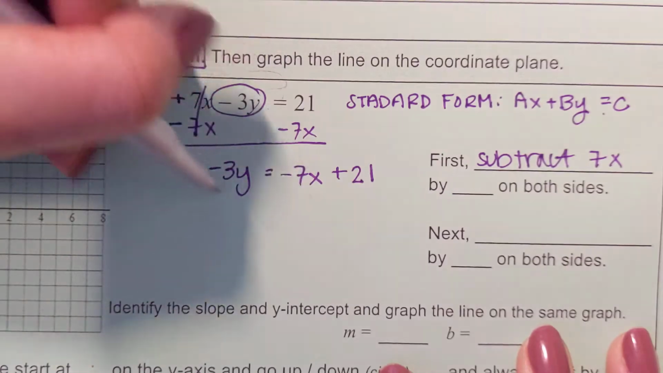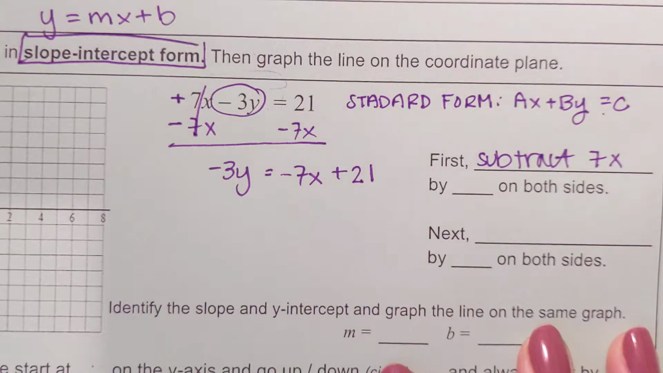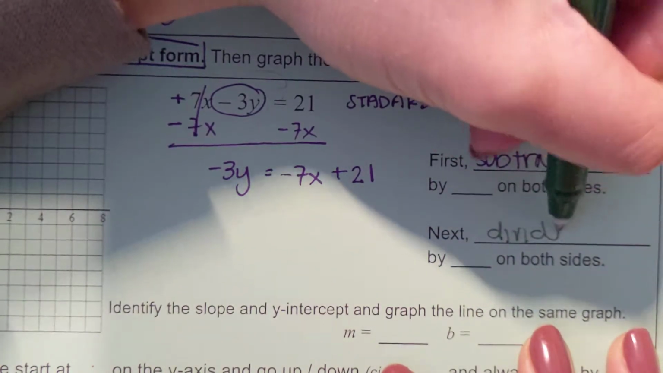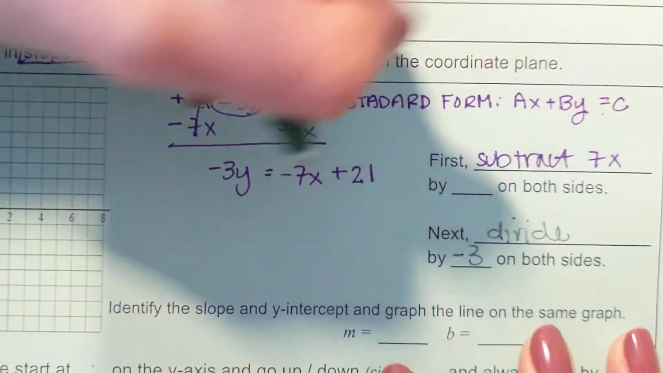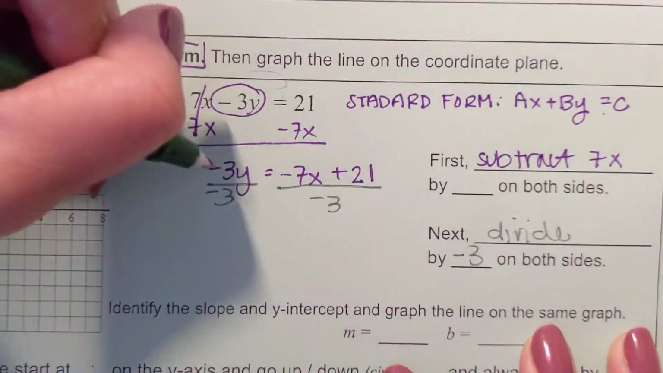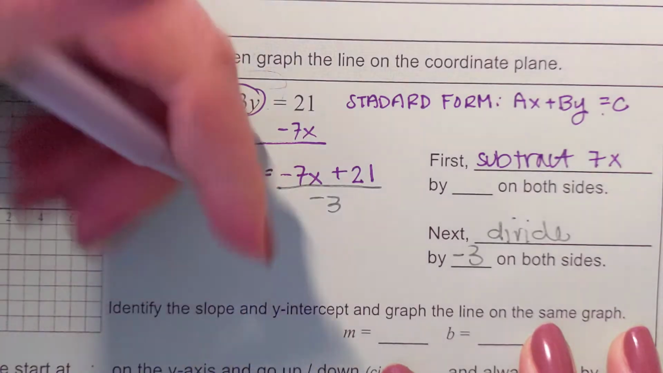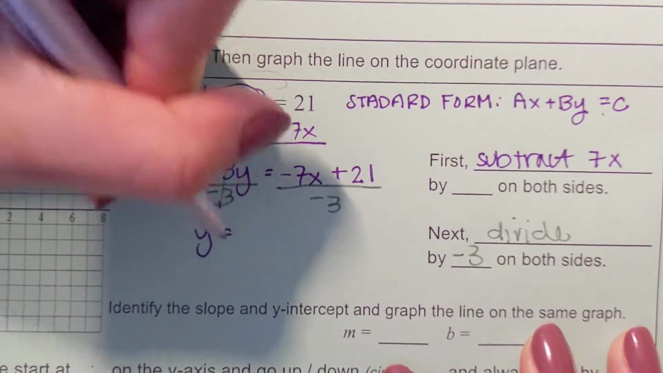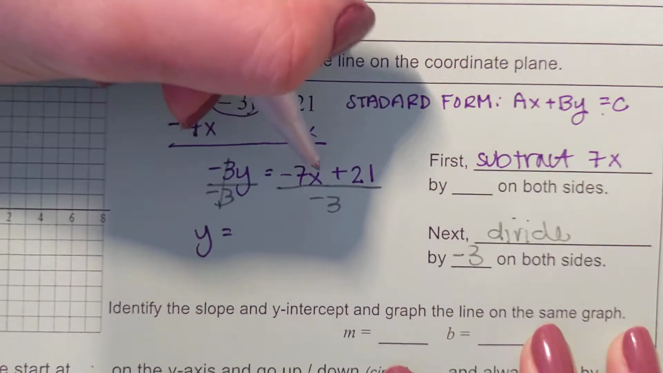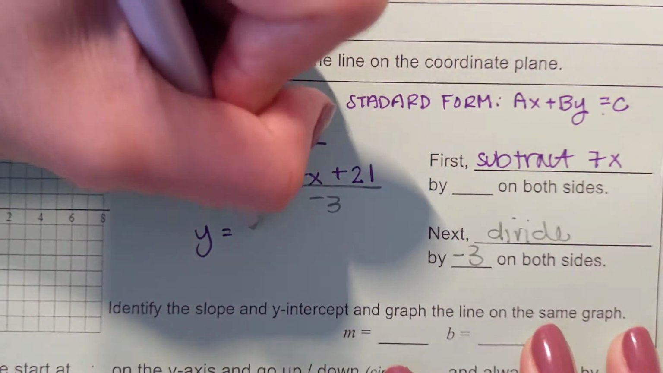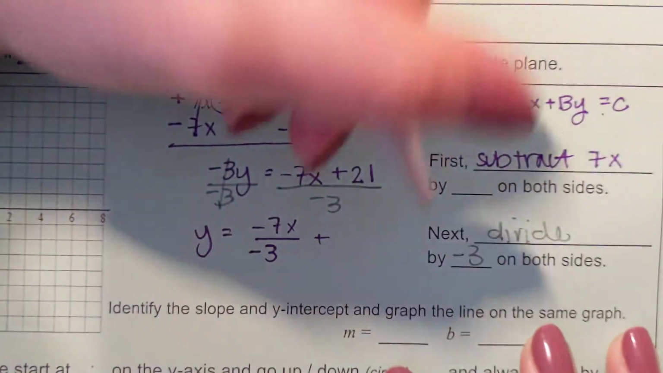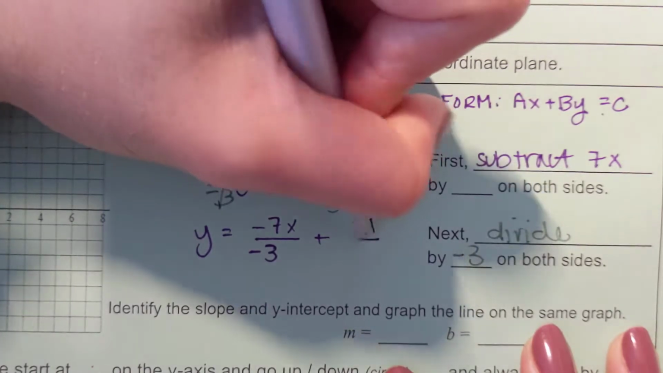Next, to get y alone, there's only one thing happening still. It's being multiplied by this -3. So next we're going to divide by -3 on both sides. So -3 dividing there and -3 dividing there. And we're going to have y on the left side, but on this side, I want to recognize that when I divide by -3, there's two things here. I need to divide both of them by that -3. The -7x and the positive 21.